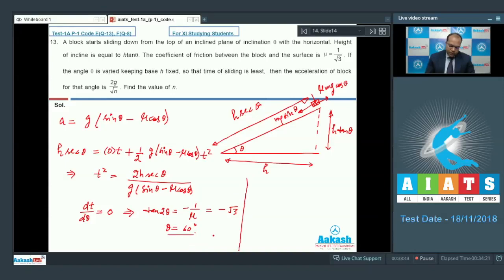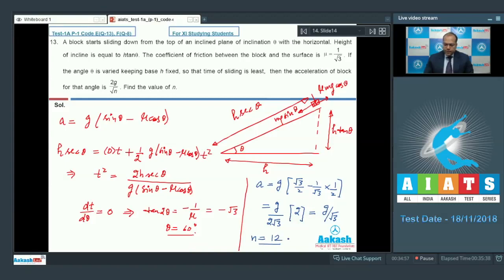So if I calculate the value of the acceleration at this angle, then this acceleration is equal to g into sin 60 degree, that is root 3 by 2, minus mu, that is 1 by root 3, into cos 60 degree, that is 1 by 2. So if I further solve this, this is equal to g divided by 2 root 3 into 3 minus 1, that is 2. So it is equal to g by root 3. And if I compare this acceleration with 2g by under root n, then the value of n comes out to be 12. So the correct answer for question number 13 is 12.